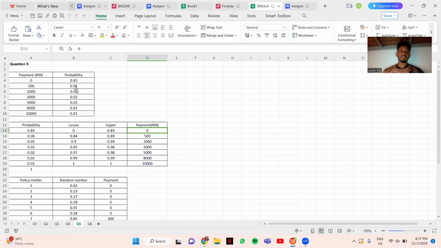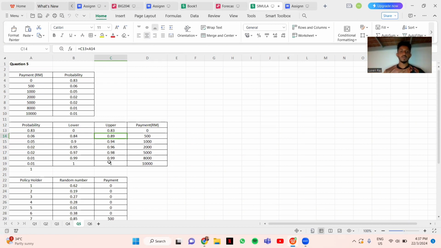So the probability here has already been given in the question. And the same goes, I calculated using the formula equal C13 plus A14. I use C13 because the numbers are under column C and A14. If the numbers are under columns D and C, I have to change the formula. For example, the upper is in column D and the probability in column C, so I have to do D13 plus A14. It depends on where the numbers are located.